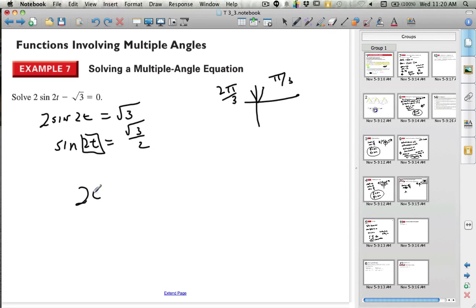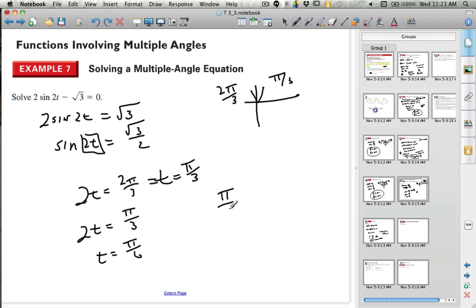So if I know that 2t is equal to 2 pi over 3, or 2t is equal to pi over 3, then when I divide both sides by 2, I'll get pi over 3 here, or here I'll get t is equal to pi over 6. Okay, so then if I want to go ahead and express my answer, I have pi over 3 plus or minus 2 pi n, and I have pi over 6 plus or minus 2 pi n.